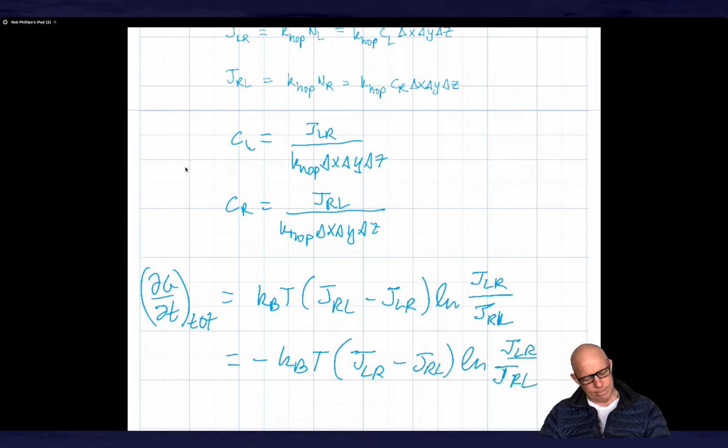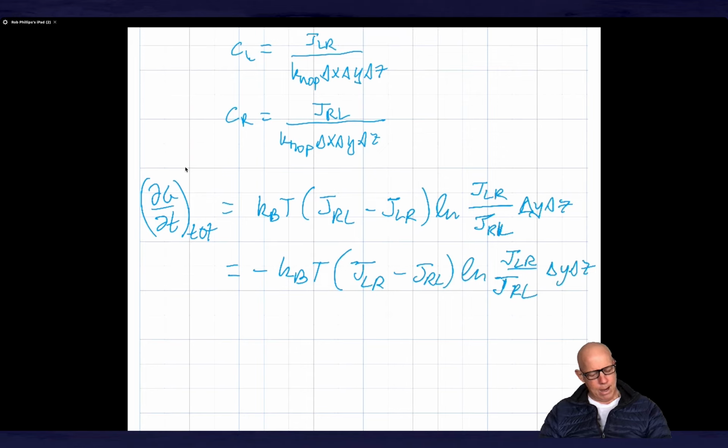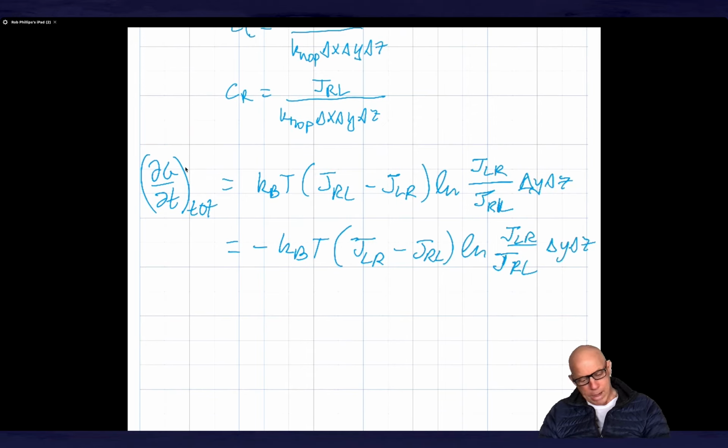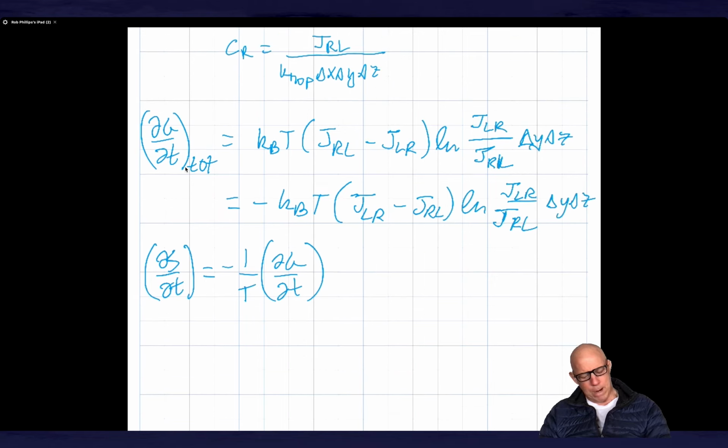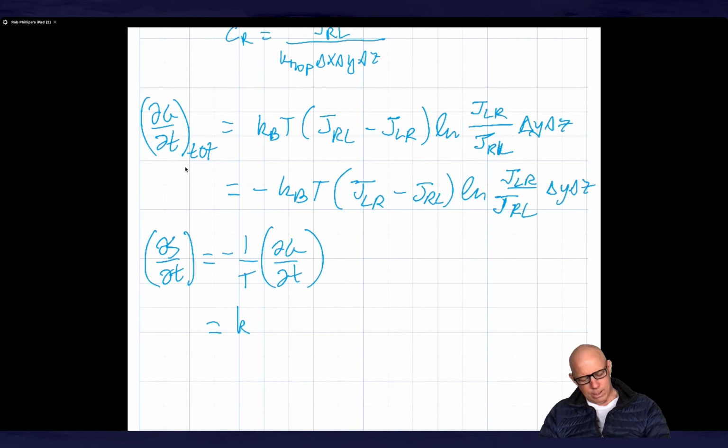Great. I was sloppy about my delta Y, delta Z. Sorry about that, I need to keep that. Finally, this tells me that dS by dt is minus 1 over T dG by dt. And so my entropy production is kB times J left right minus J right left, times the log of J left right over J right left.